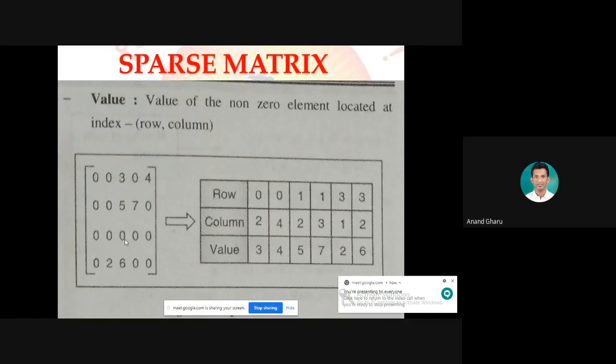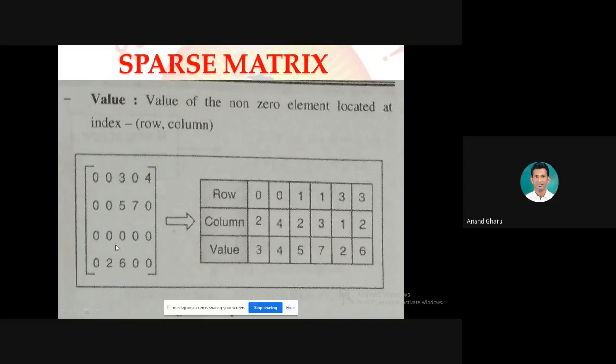Sparse matrix is a matrix in which there can be a most number of zero entries. Sparse matrix is a matrix which consists of most number of zero entries. स्पार्स मॅट्रिक्स म्हणजे अशी मॅट्रिक्स ज्याच्यामध्ये नंबर ऑफ झिरो एलिमेंट एंट्री जास्त असतात. Now here you can see, and non-zero elements are 3, 4, 5, 7.